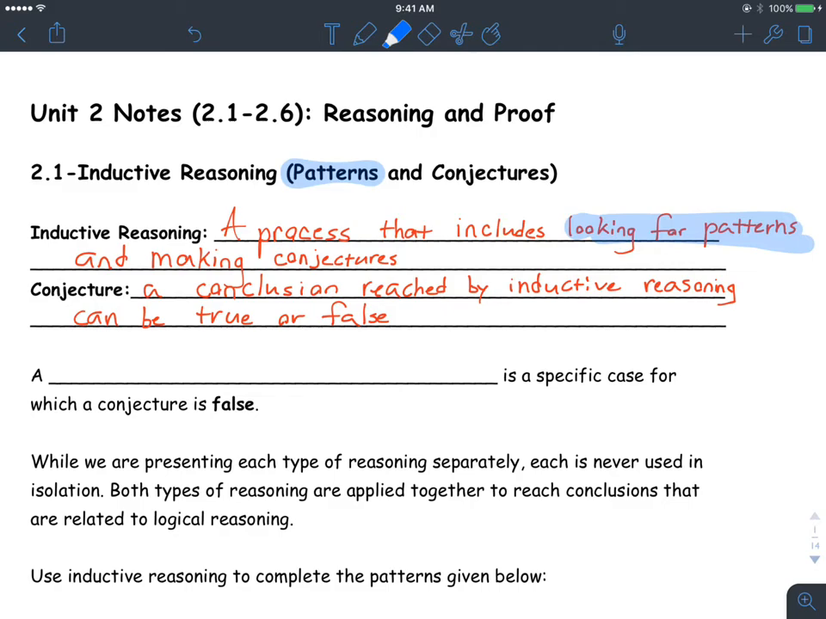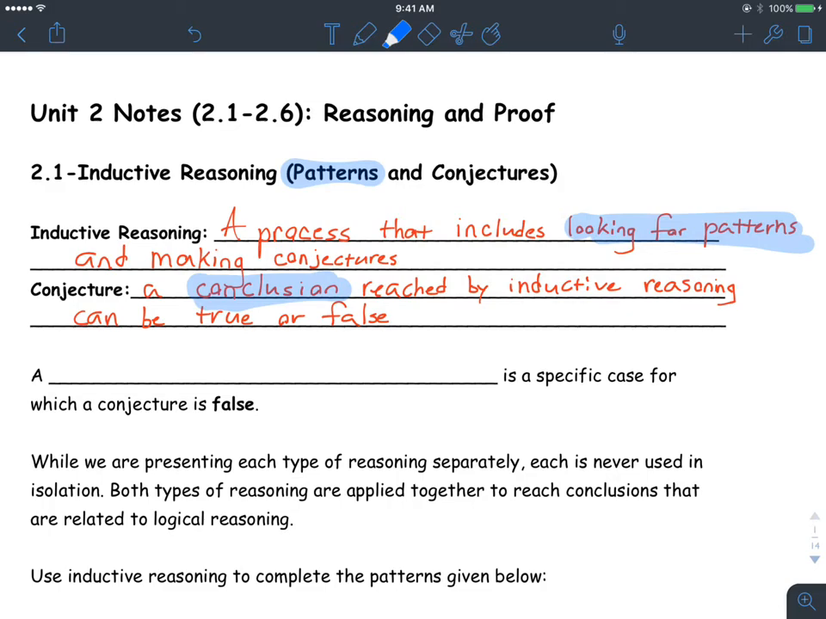Tomorrow we're going to get into deductive reasoning, which is a different type of reasoning. But this one here, we're looking for patterns, and we're going to make these things called conjecture. So conjecture is a conclusion. That's a big thing you want to realize there. So a conclusion, and that's based off of inductive reasoning, or based off of looking for patterns there.